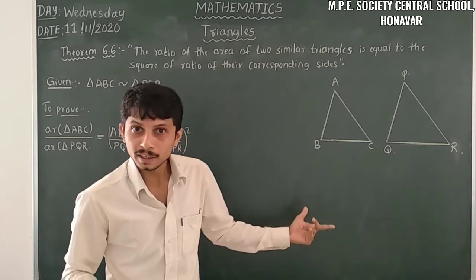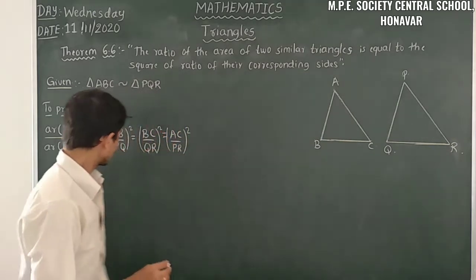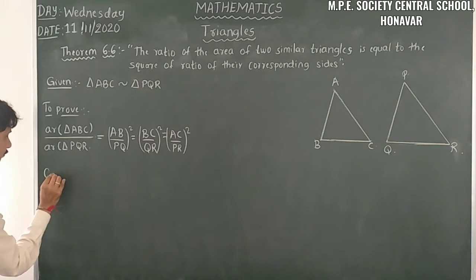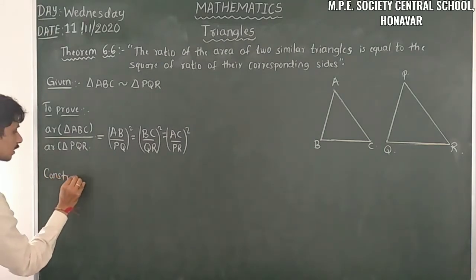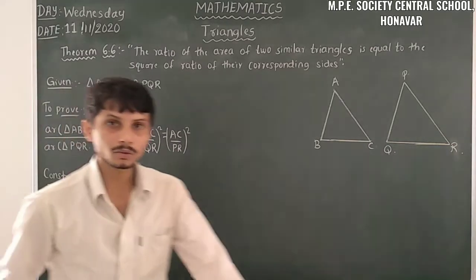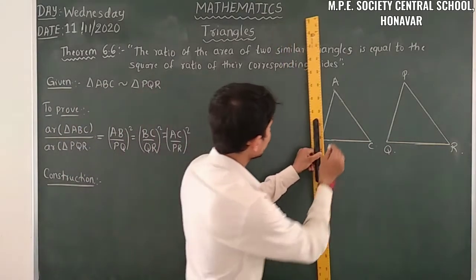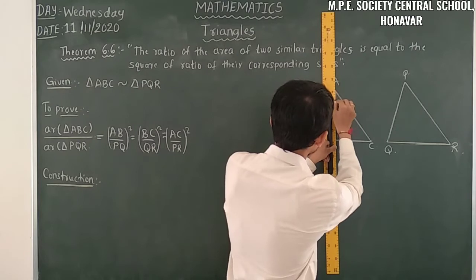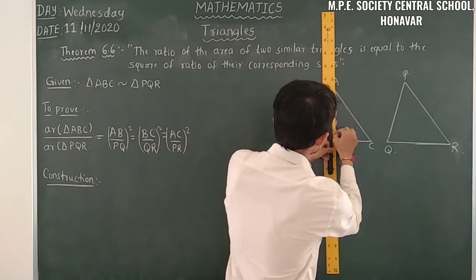So we need a construction here. What is the construction we need here? We have to draw a perpendicular height. Here we have to write the perpendicular height. Yes, here it is the perpendicular height.